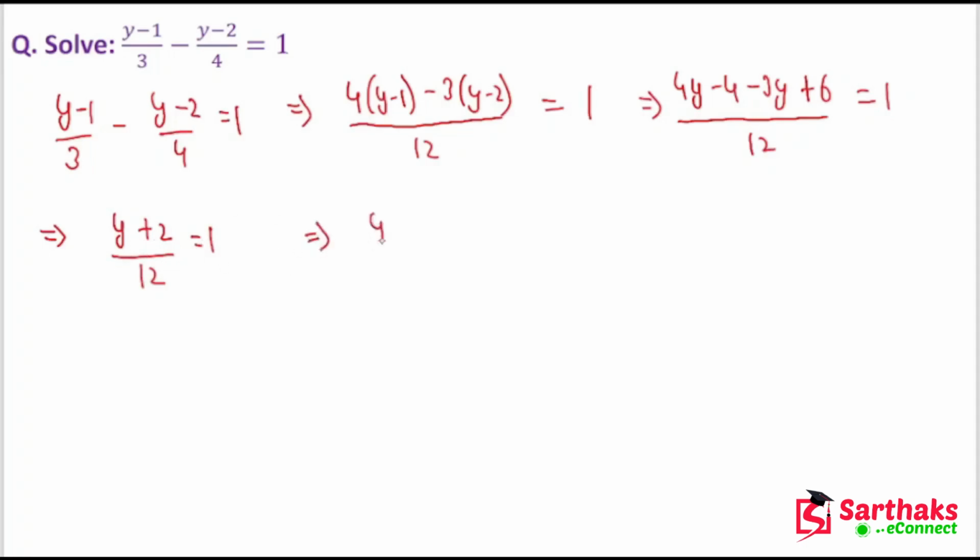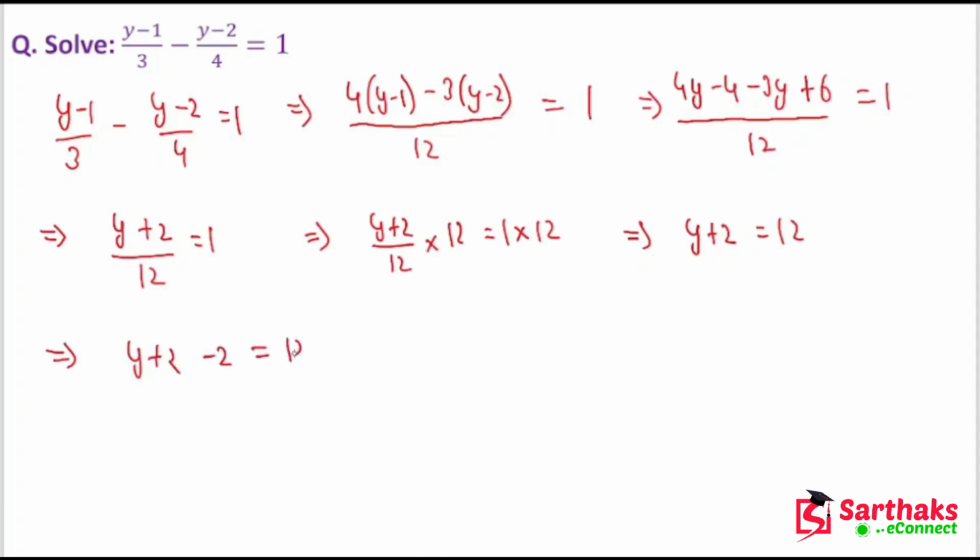So multiplying both the sides by 12, we would get y plus 2 into 12 upon 12 is equals to 1 into 12. That will cancel out 12 here, and we will get y plus 2 is equals to 12. Right. Now we have to find y, so we have to remove this 2. It is plus 2, so we can add minus 2 on both the sides, or we can subtract 2 from both the sides. So subtracting 2 from both the sides, we will get y plus 2 minus 2 is equals to 12 minus 2. Okay. And this plus 2 and minus 2 will get cancelled out, and we will get y equals to 12 minus 2, which is equals to 10.